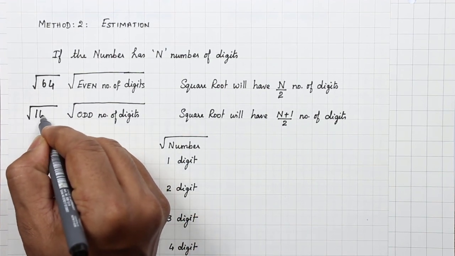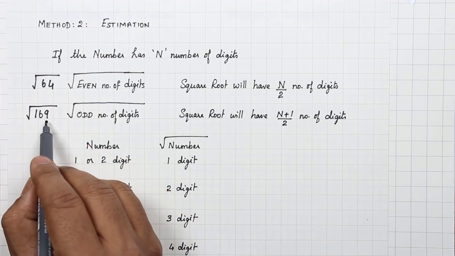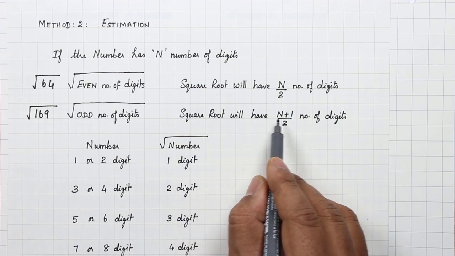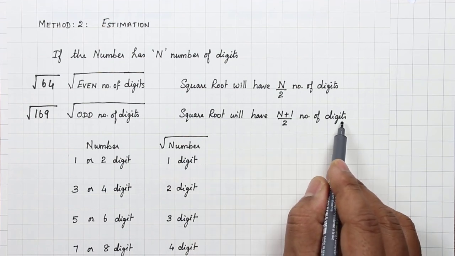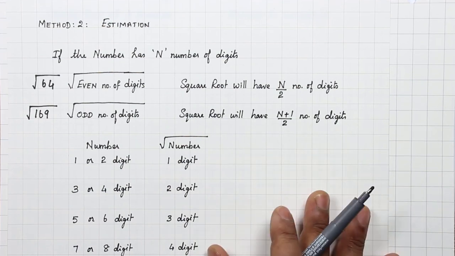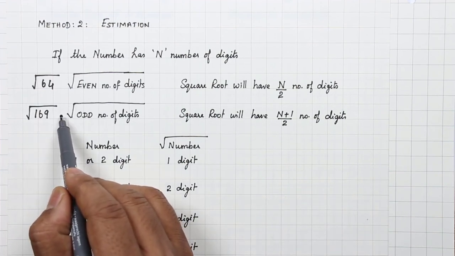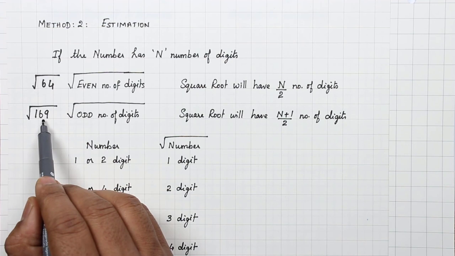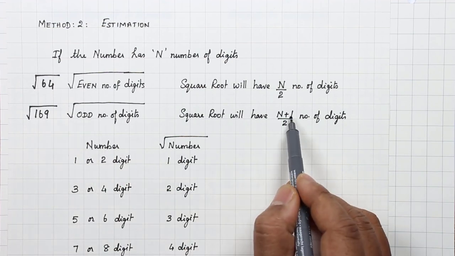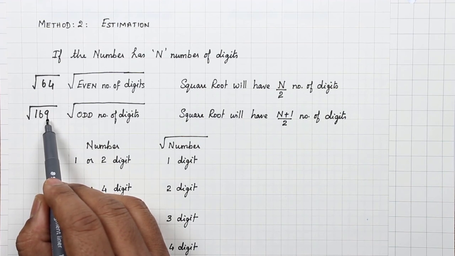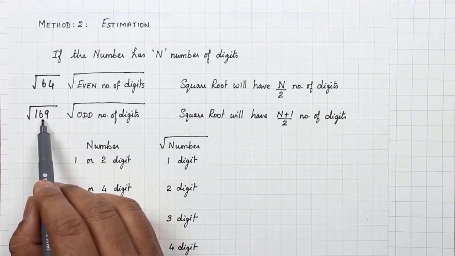If the number has an odd number of digits, say for example, if I have root of 169, now I have 3 digits here. So if it has an odd number of digits, then the square root will have n plus 1 by 2 number of digits. Okay, let's check this. Root 169 is 13, which has 2 digits. Since it has 3 digits here, it is going to be 3 plus 1, 4 by 2, which is 2. So the square root of this number is a 2-digit number.